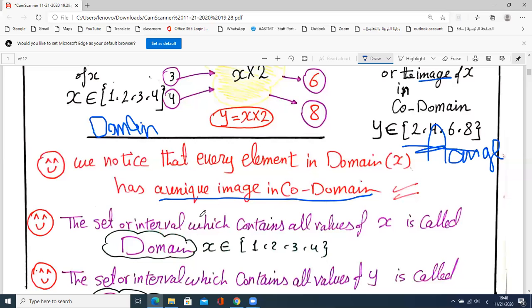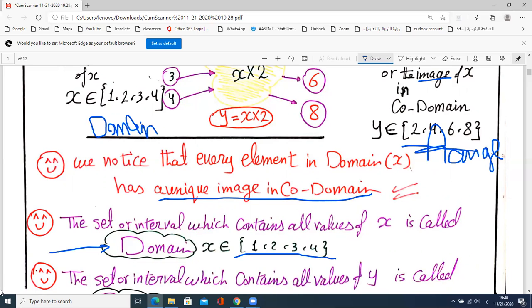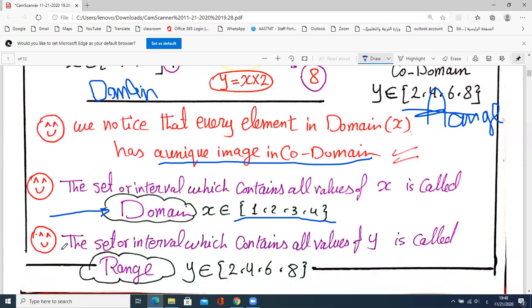And the set or the interval which contains all the values of x is called domain. So what's the meaning of domain? When I ask you in a question to find the domain, the domain is not a number, the domain is a set or interval, a group of numbers that represents all the possible values of x. Okay. And we know that range is a set or interval which contains all the values of y, all the images of x in codomain, which are 2, 4, 6, and 8.